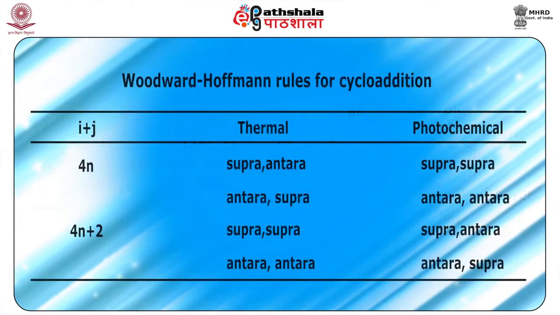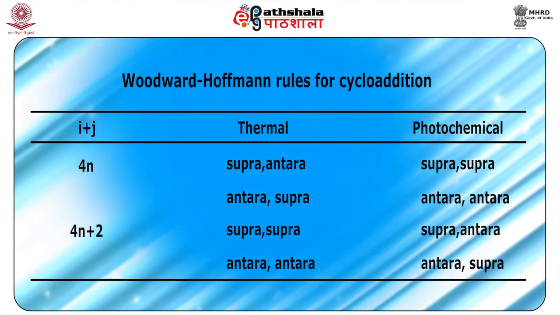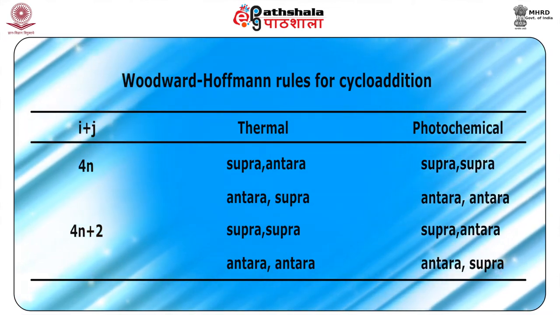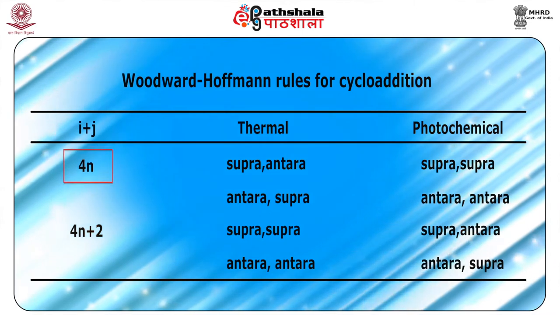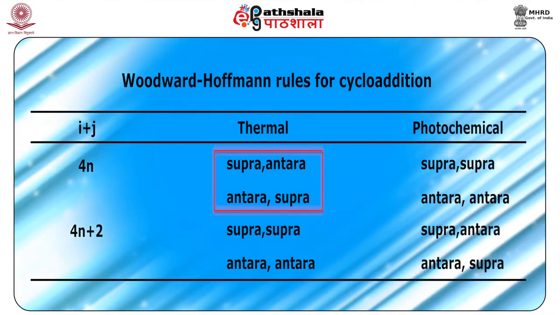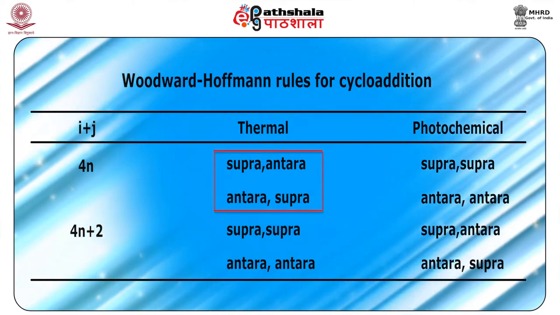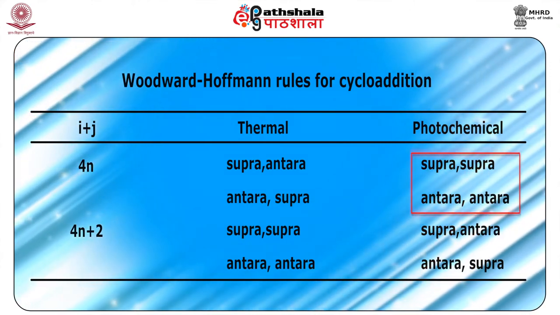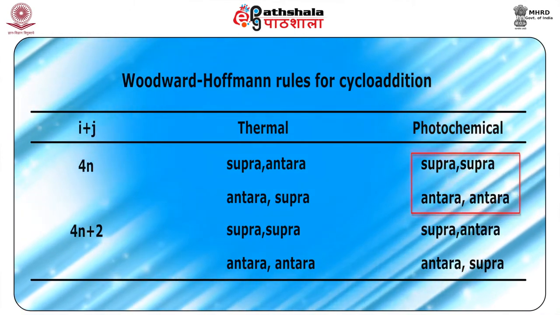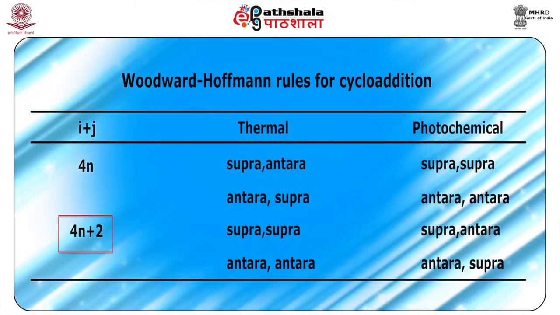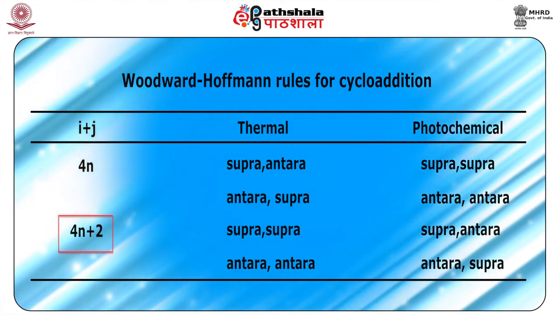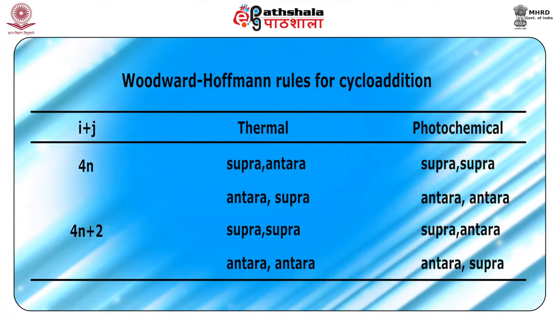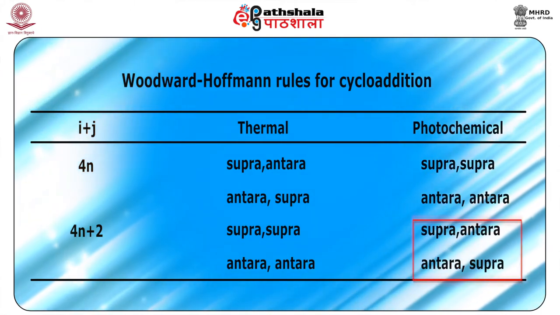Next we have Table 1, which shows the Woodward-Hoffmann rules for cycloaddition. When I plus J is 4N and the reaction is thermal, we can have supra-antara or antara-supra. Whereas if the reaction is carried out photochemically, it will be supra-supra or antara-antara. For an I plus J of 4N plus 2 system, under thermal conditions, it will be supra-supra or antara-antara, whereas under photochemical conditions, it would be supra-antara or antara-supra.